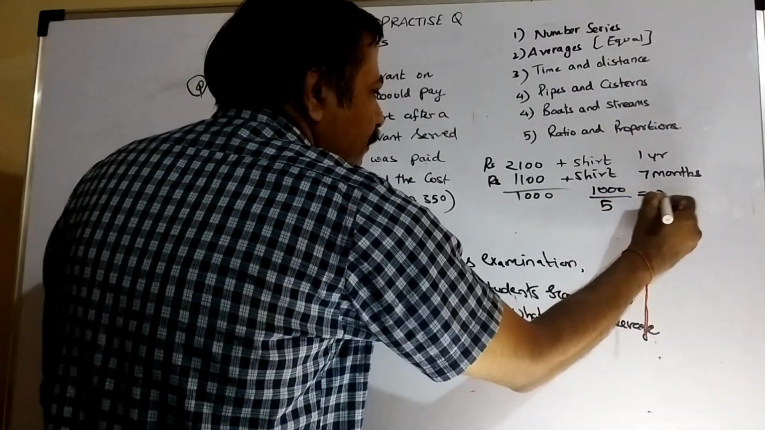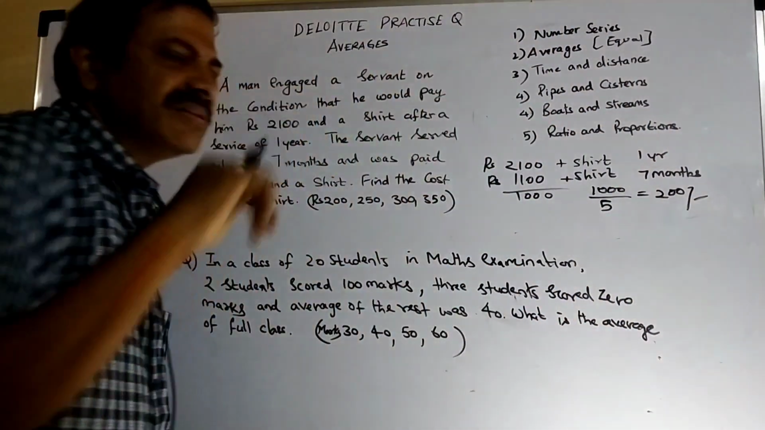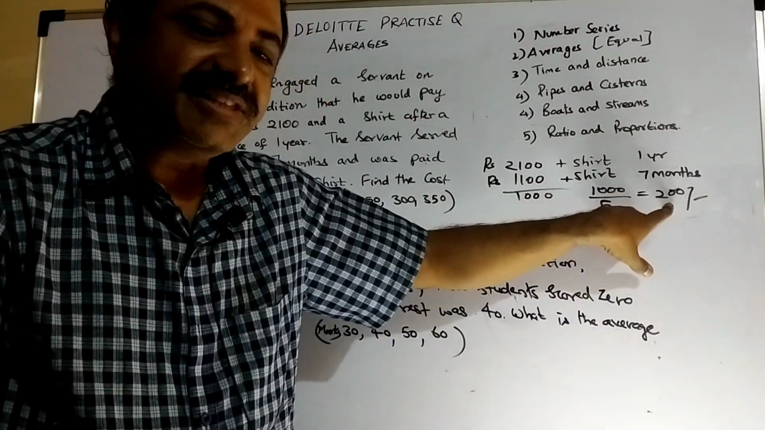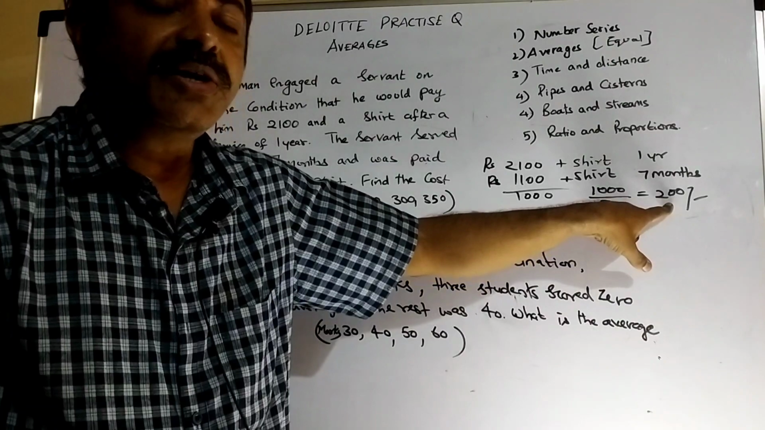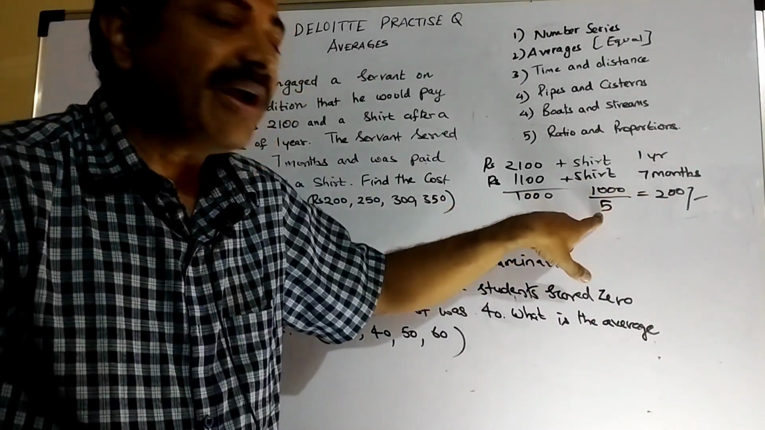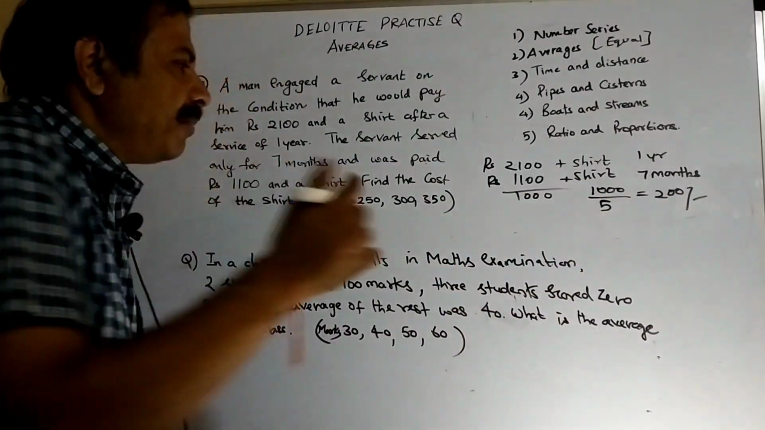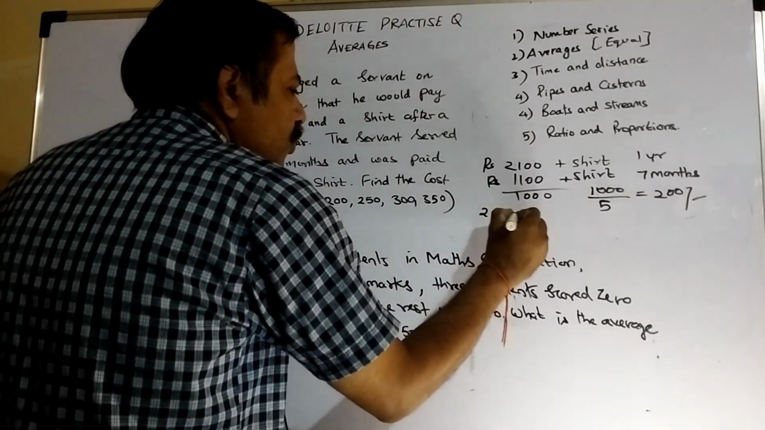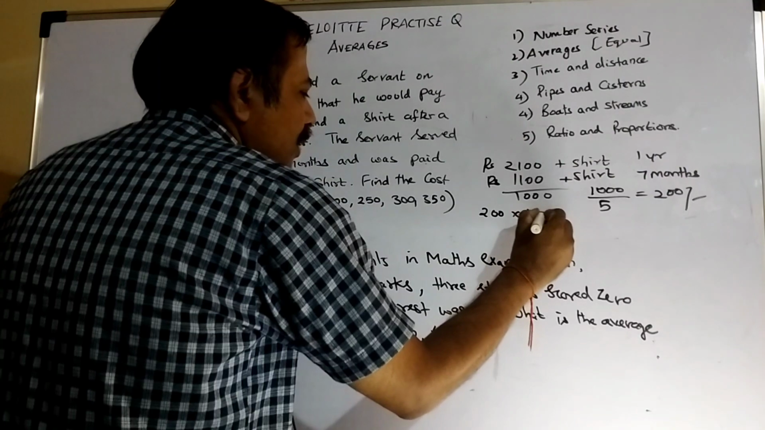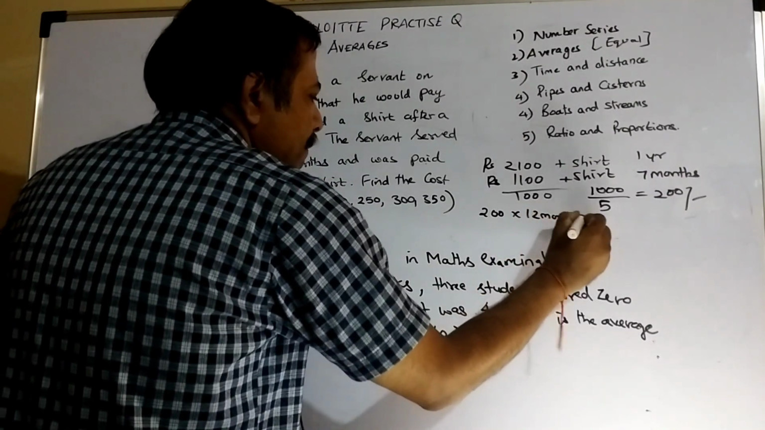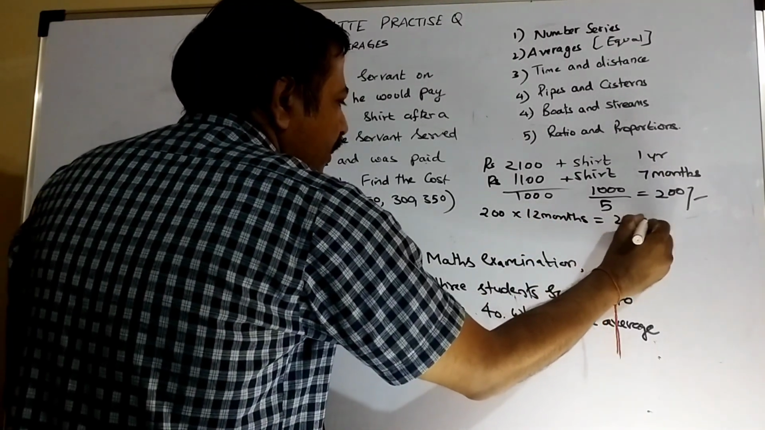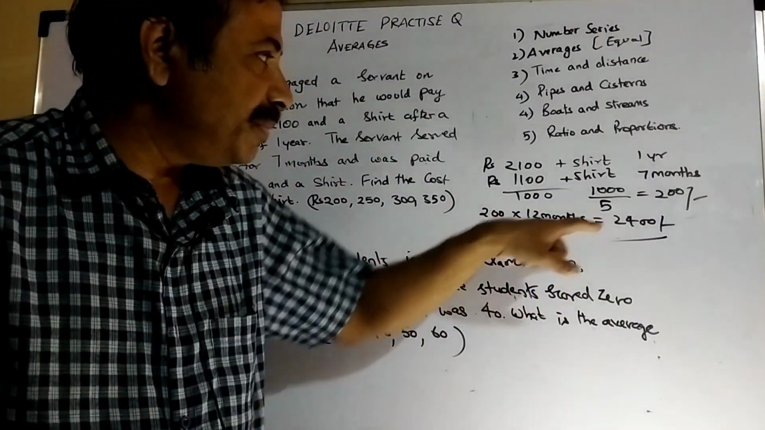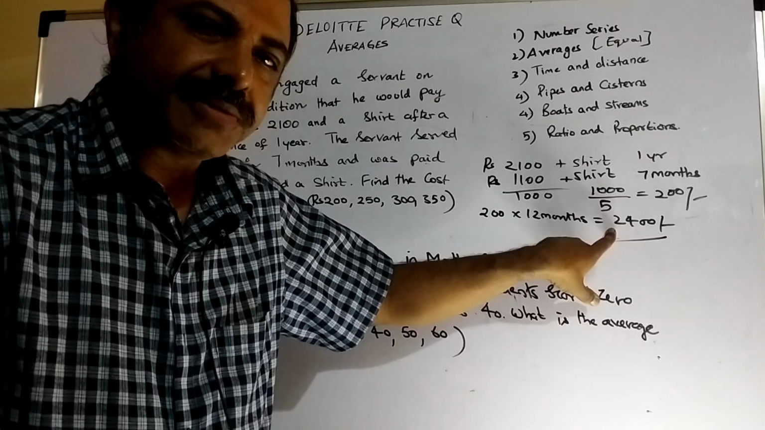He did not work for 5 months. So 200 rupees difference is there per month. 200 rupees difference is there for 5 months. If you talk about 1 year, so 200 rupees into 12 months, 2,400 rupees actually has to be given. 2,400 rupees has to be given without shirt.